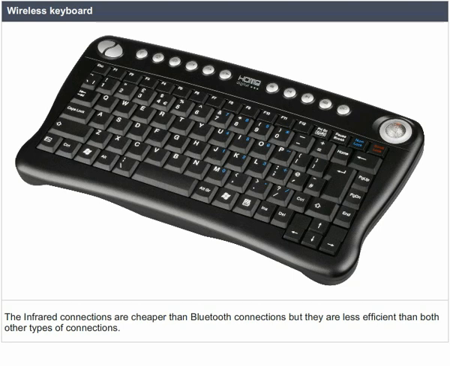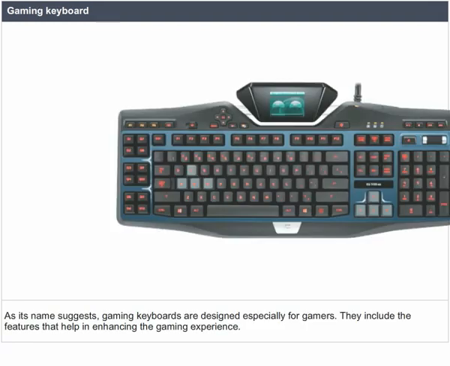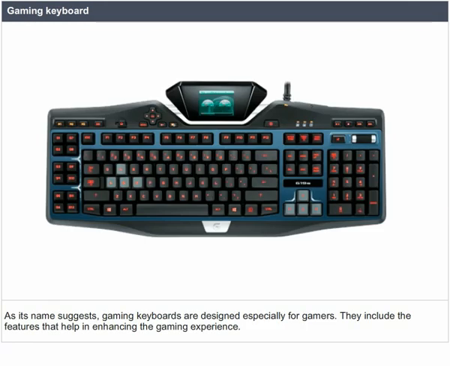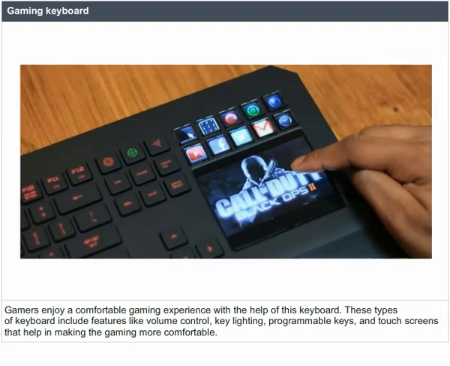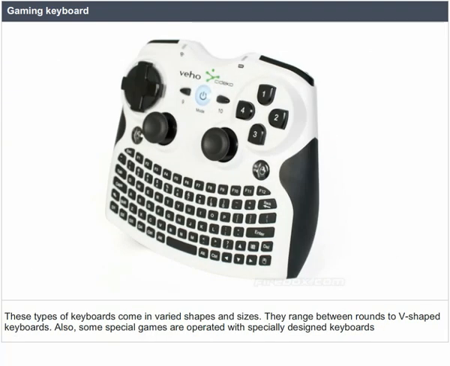Gaming keyboard. As its name suggests, gaming keyboards are designed specifically for gamers. They include features that help in enhancing the gaming experience. Gamers enjoy a comfortable gaming experience with the help of this keyboard. These types of keyboards include features like volume control, key lighting, programmable keys, and touchscreens that help in making the gaming more comfortable. These types of keyboards come in varied shapes and sizes. They range from round to V-shaped keyboards. Also, some special games are operated with specifically designed keyboards.